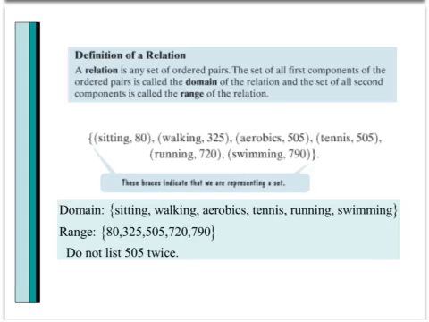Now notice the braces that indicate that we are talking about sets. And our domain is a set, so it's in braces. We've got all of our activities listed out, and the range is also in braces, and it has all of the number of calories listed out. And notice that it doesn't list 505 twice.